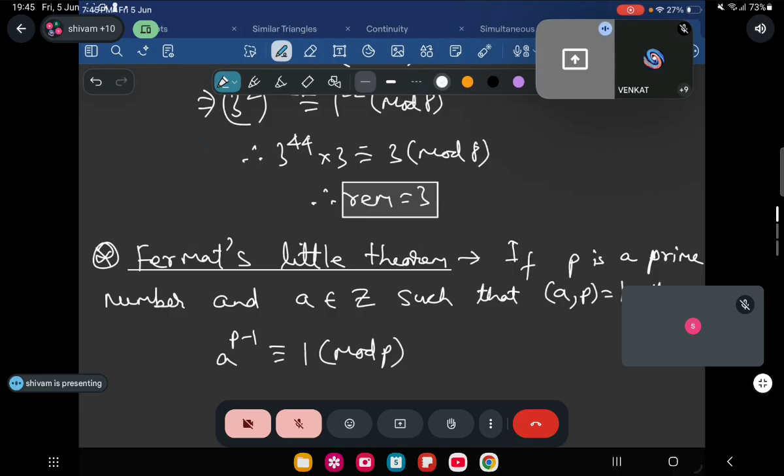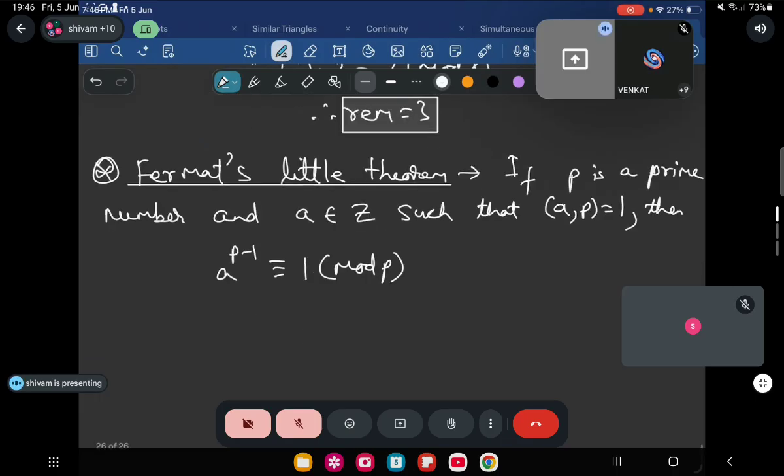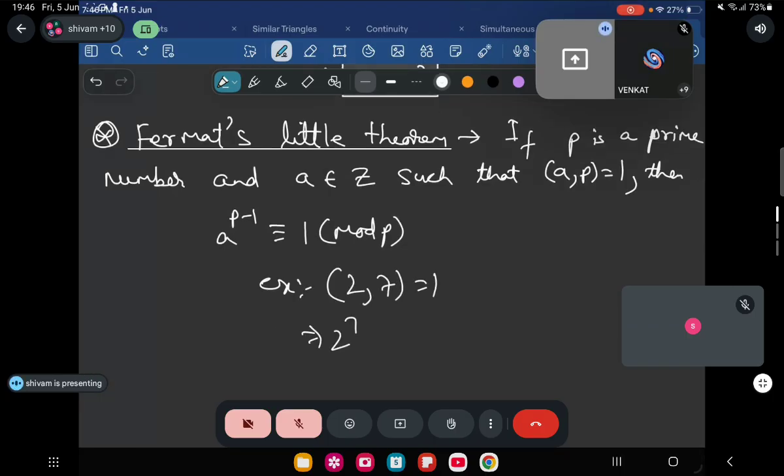Are you getting? Tell me. For example, GCD of 2 and 7 is equal to 1, right? So can I say that 2 to the power 7 minus 1 is congruent to 1 mod 7? Tell me. Can I say this? Yes, we can say. But over here, there is a flaw. Fermat's little theorem is only valid for prime numbers. What shall we do with composite numbers?